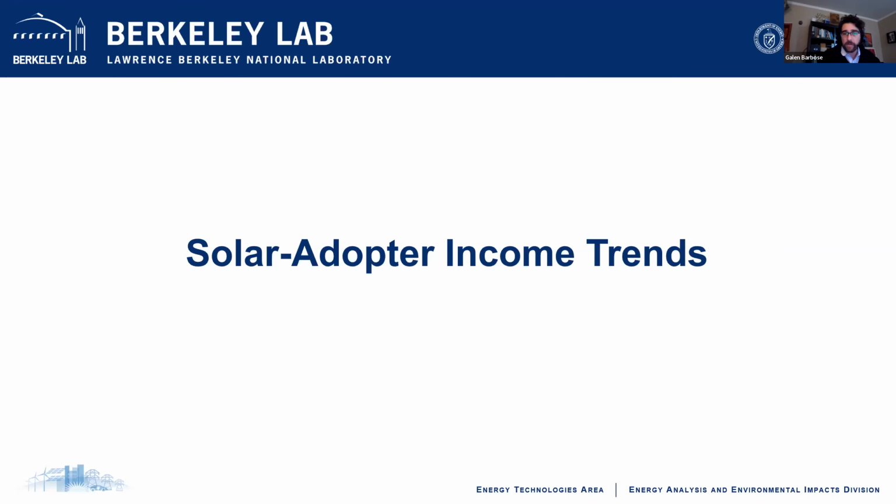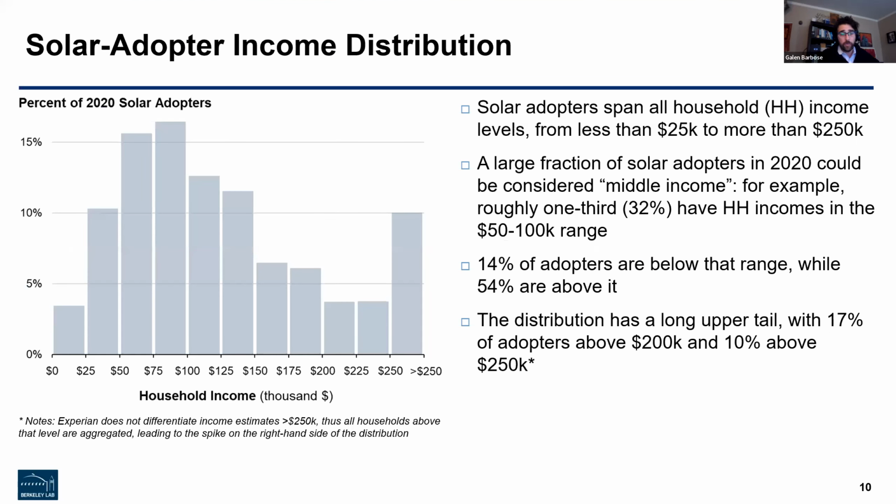So I'm going to give some of the higher level income related trends here before handing it over to Sydney. This figure here just shows the distribution in solar adopter incomes among 2020 adopters. And really the main point here is just that there is, as I mentioned earlier, this wide distribution. It's not a monolithic group in terms of income. The mode of this distribution, as you can see, is in the $50,000 to $100,000 per year range, which at least by some accounts might be considered middle income or middle-ish income. But obviously there's this long tail on the right-hand side as well.